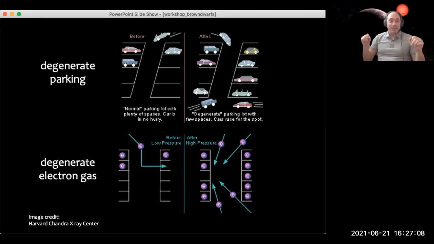The same thing, as it turns out, or at least analogously, happens with electrons. Electrons are the particles that orbit the nuclei in atoms. And it turns out it's their energy and their pressure that matters to support the interiors of these small stars, because those electrons can only occupy certain amounts of both physical space and energy space. And when the energy space gets filled up, like we have in this right diagram here, those electrons can't cool down to get into those low energy states.